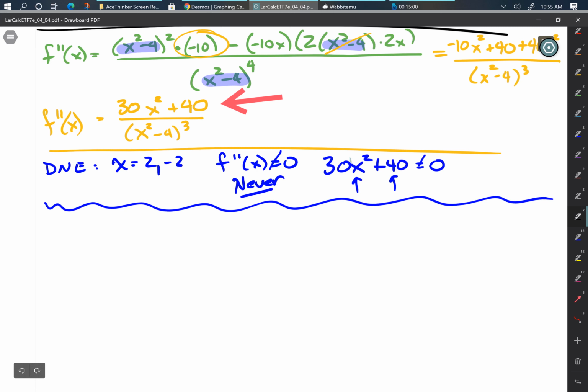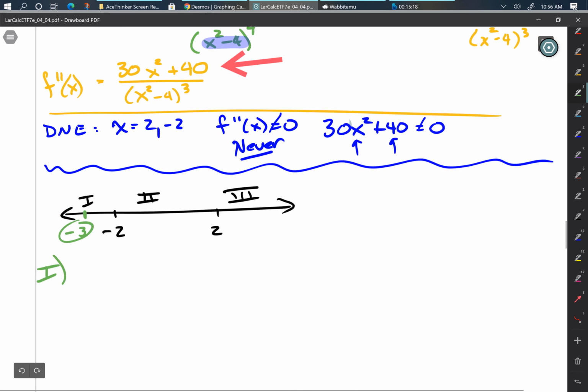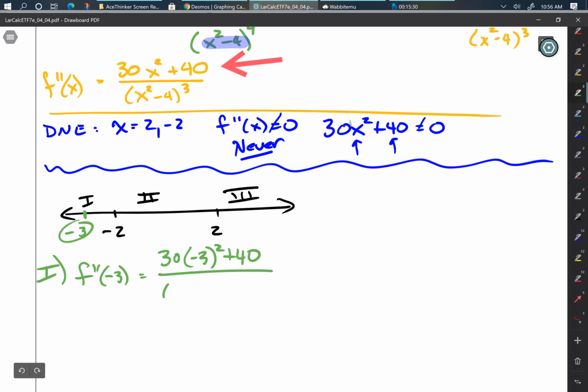So now I'll draw my number line and I'll test my intervals. There's -2, there's +2. That's going to give me 1, 2, 3 intervals to test. I'll test interval number 1 first. I'm going to use -3. Okay, and I'm going to put this into the second derivative. So what is the value of the second derivative at -3? Well, that's going to be 30 times (-3) squared plus 40 over ((-3) squared minus 4) cubed.